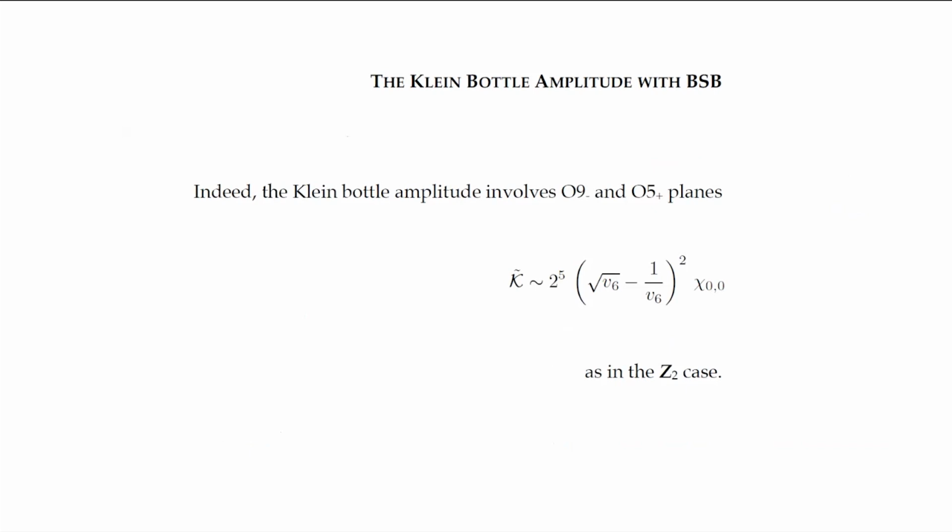Should be V4, actually. The volume of the internal 4-dimensional space, so double mistake. And from there, you read, as Emilian was saying, that the orientifold 9 planes, for instance, in this game, have a negative tension and negative charge, whereas the O5 have positive tension and positive charge. That's why we call them O5 planes. And this is identical to the Z2 case. So nothing changes, and the discussion can go on as in Emilian's talk.